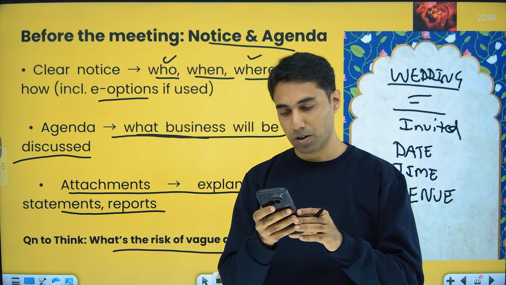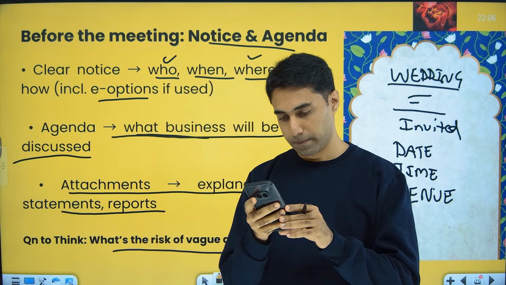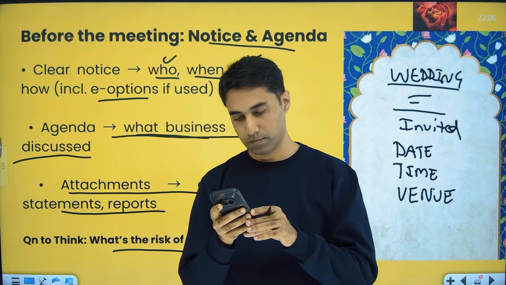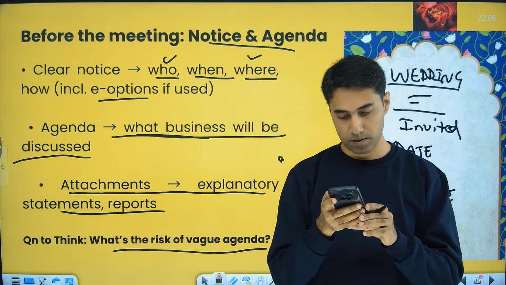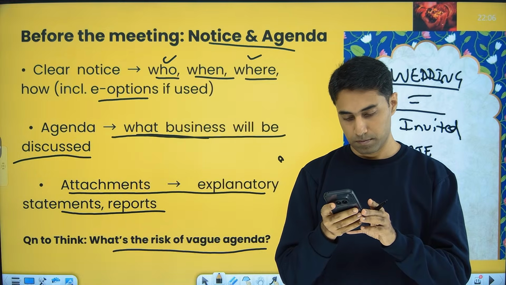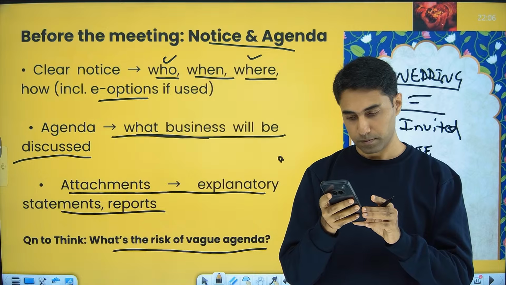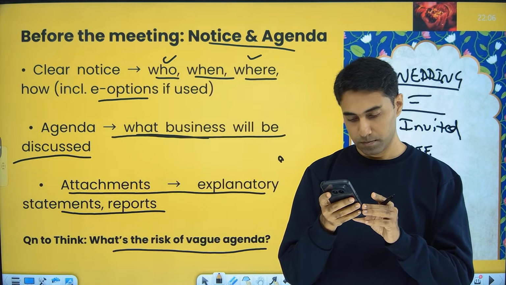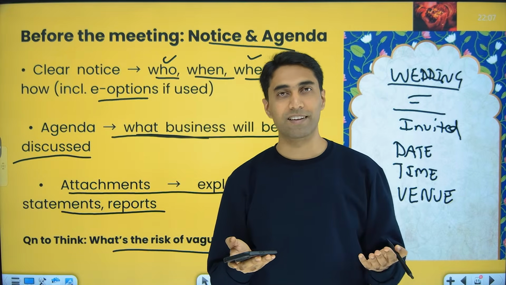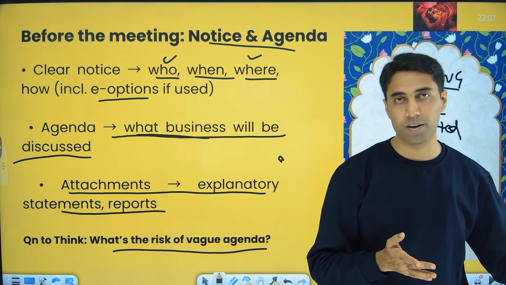If you meet somebody without an agenda, what is the risk? Let me know in the live chat. What is the risk? See, the main risk is what? You may not discuss the most important thing. You may discuss things which are irrelevant, right? So this is the main risk which you are going to have.